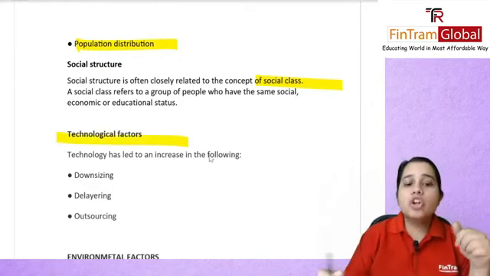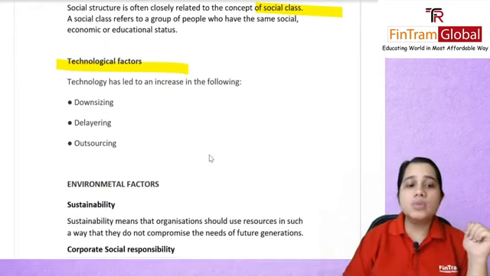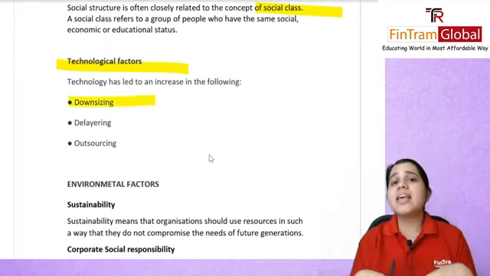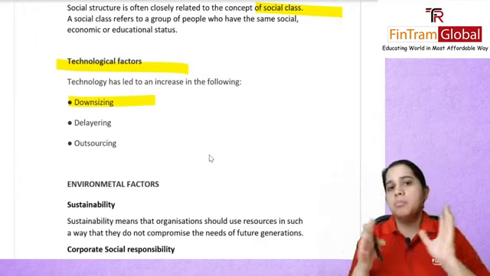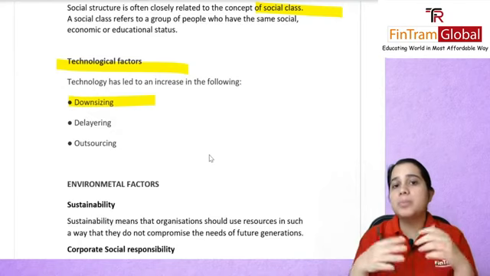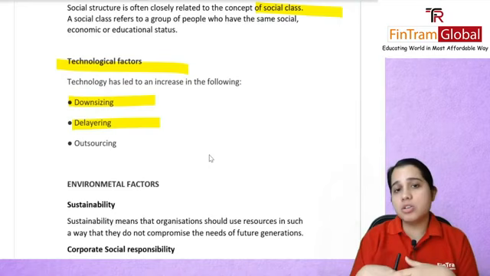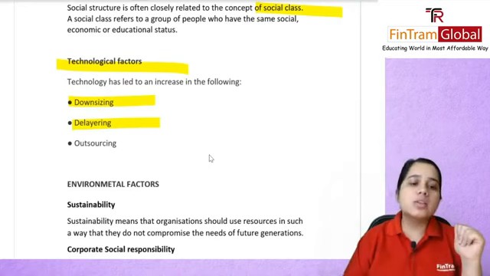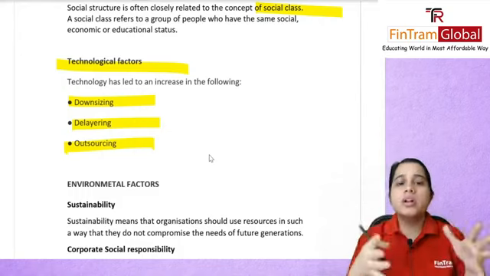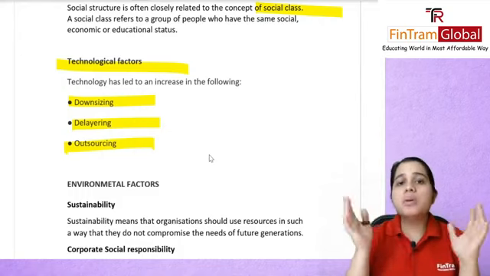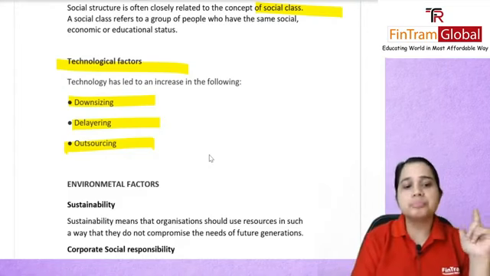Then you have your technological factors. Technology has led to an increase in the following. There's downsizing, that is, you are probably closing down an operation or department. There is delayering, that is, you're reducing the layers of your management, and there's outsourcing, that is, you are sending the work or a department to a third party or to another country, so you have outsourced that function.